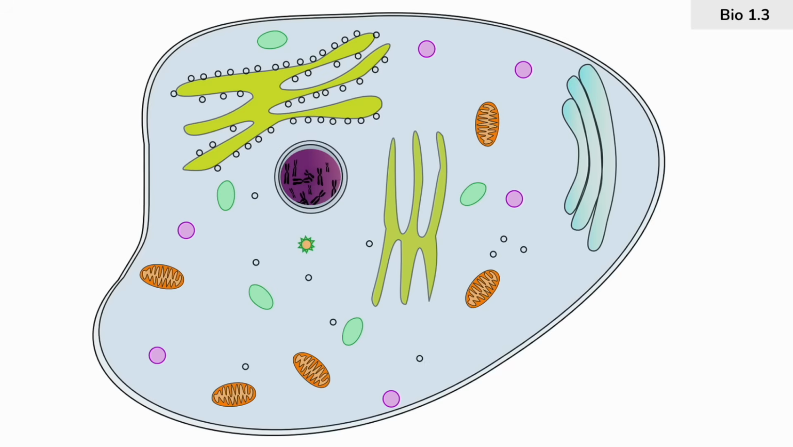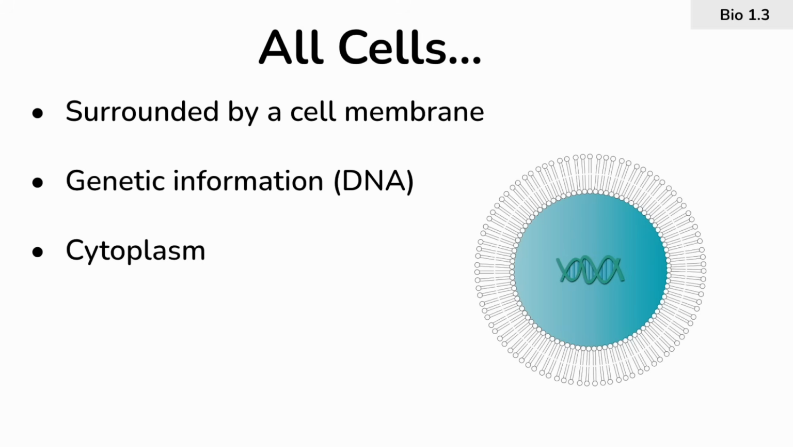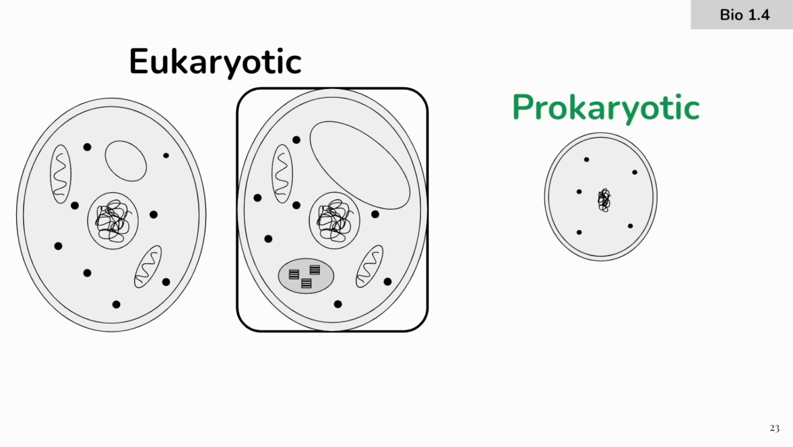Of course, enzymes are very important in cells, but there's a lot of other components and different functional parts of cells that we're going to review today. Remember that all cells and all living things are surrounded by a membrane, that's that phospholipid bilayer. They contain genetic information in the form of DNA, and they do have cytoplasm. But we do see differences between prokaryotic and eukaryotic cells.